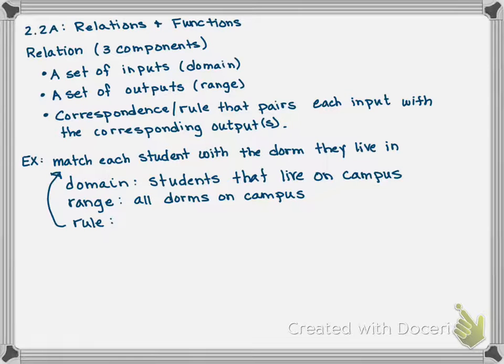It is, right? Because each input, so each student, corresponds to only one dorm. It's okay that a whole bunch of people might live in the same dorm. But if I pick one name out of a hat, there's only one dorm that can go with that name. And so this is a function. Where do I want to write that function?